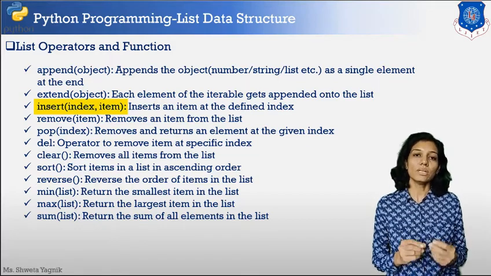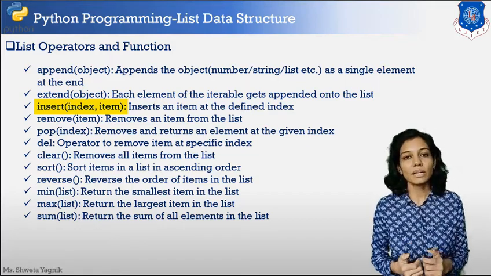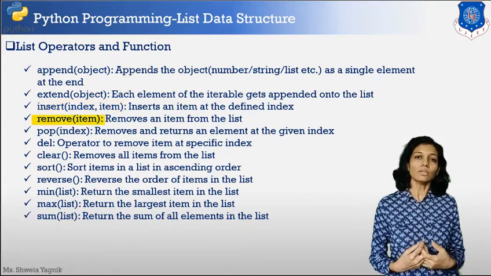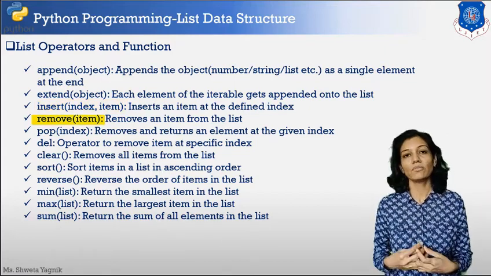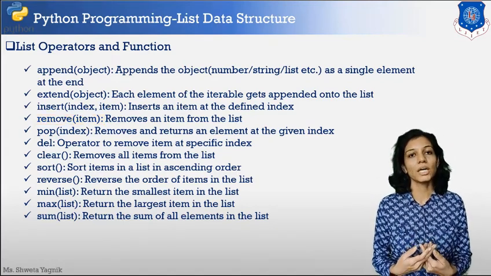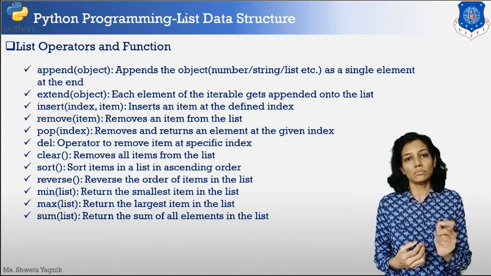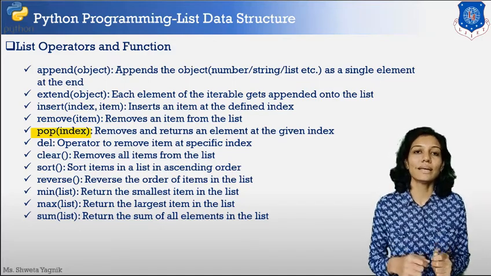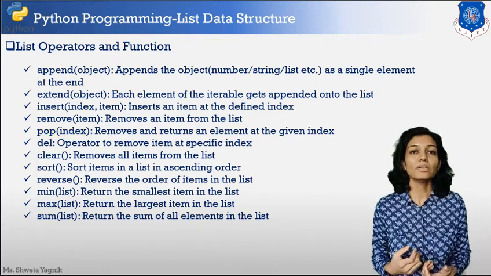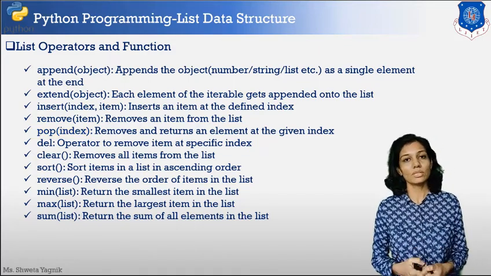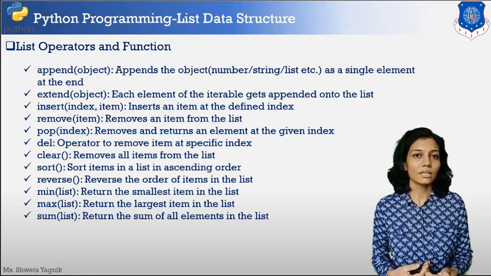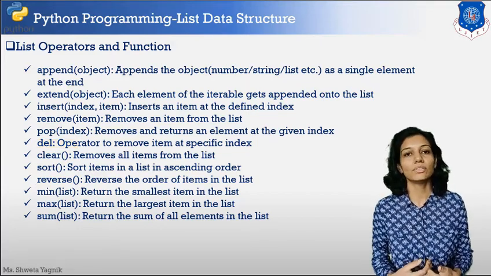Next, if I want to insert an item at a specific index, I'll be using the insert operation. Then remove an item. If I want to give the element which I want to remove, I'll be using the remove function. Then if I want to remove an item based on its index, I'll be using pop. If I want to delete multiple elements from the list, I'll be using the del operator. Then I can use clear in order to clear each and every element of the list.